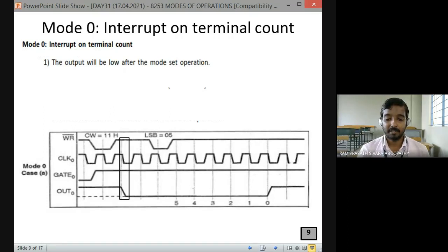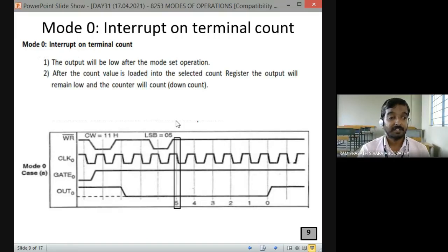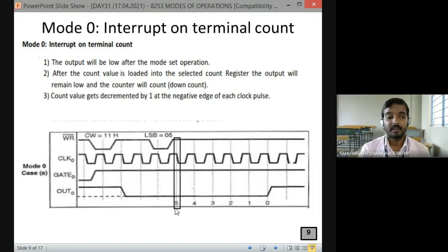Correct? So, next write operation, எதுக்காக யூஸ் பண்றோம்? To put the count value. Correct? After the count value is loaded into the selected counter register, the output will remain low and the counter will count. Correct? நல்லா கவனிச்சீங்கன்னா தெரியும், இந்த count value நான் போட்டதுக்கு அப்புறம் immediate falling edgeல எனக்கு என்ன ஆகுது, நான் போட்ட count value எனக்கு load ஆயிடுச்சு. Now what will be the count value? 0005. கரெக்டா? நெக்ஸ்ட் ஃபாலிங் எட்ஜ்ல என்னோட கவுண்ட் வேல்யூ என்ன ஆகும்? On every negative edge of the clock pulse, my count value is going to decrement. Correct? So 5 becomes what?